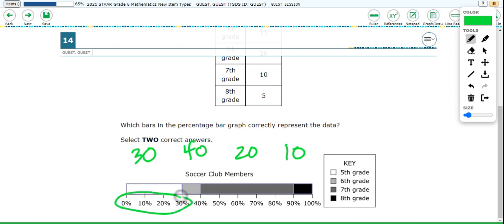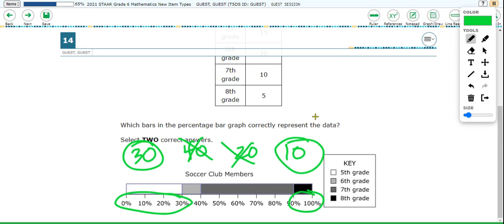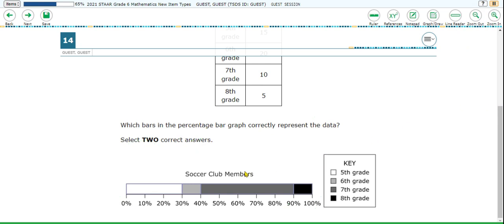Well, this one is 30. That's good. And then here is 10%. That's good. But these are not represented correctly. It should be 40 and 20, which they're not. So this one and this one are correct.